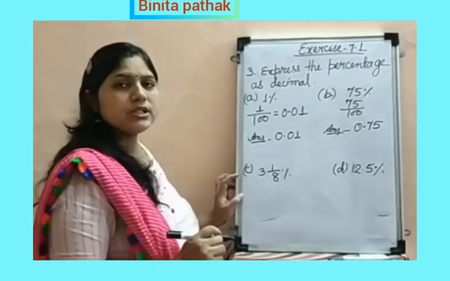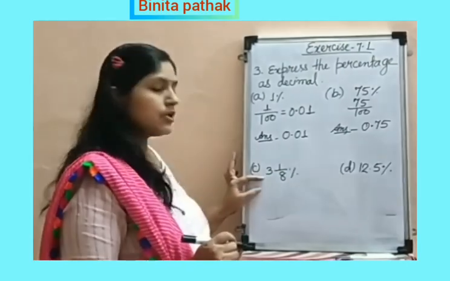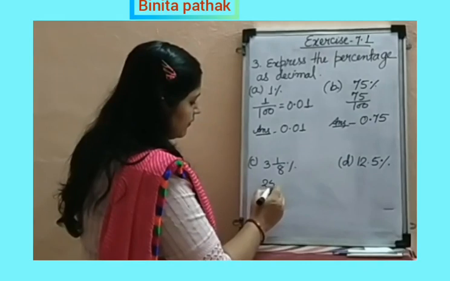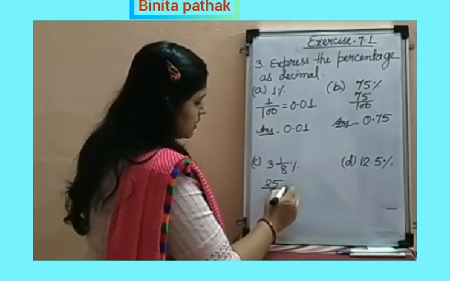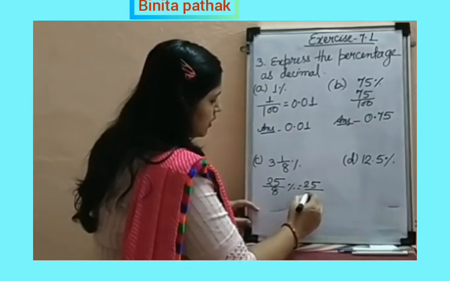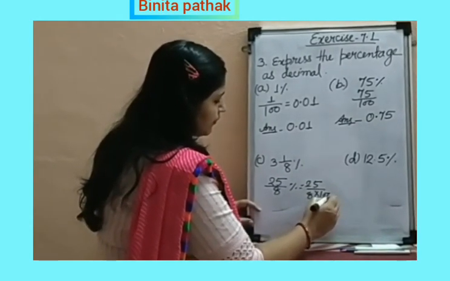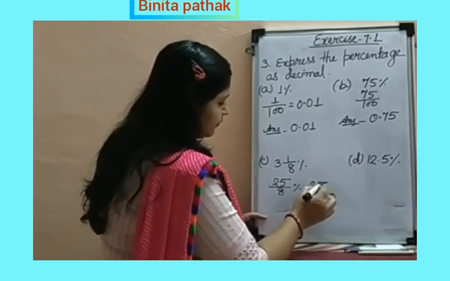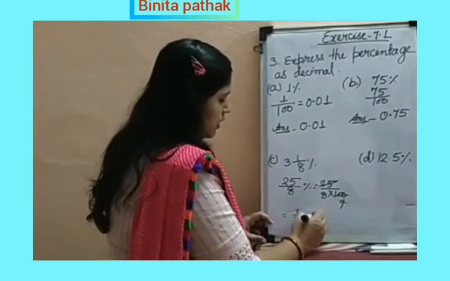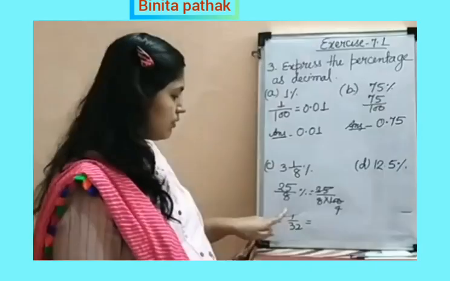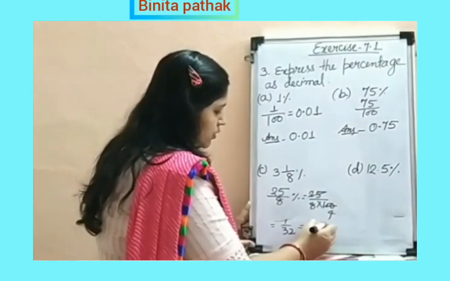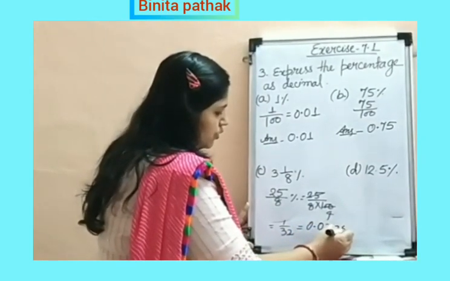Now question number C, it is given as a mixed fraction. So first we will convert it into an improper fraction. 8 3s are 24 and 1 is 25, so 25 upon 8%. I am going to remove the percent: 25 upon 8 into 100. It is 1 upon 32. And when we divide 1 by 32, your answer will be 0.03125.